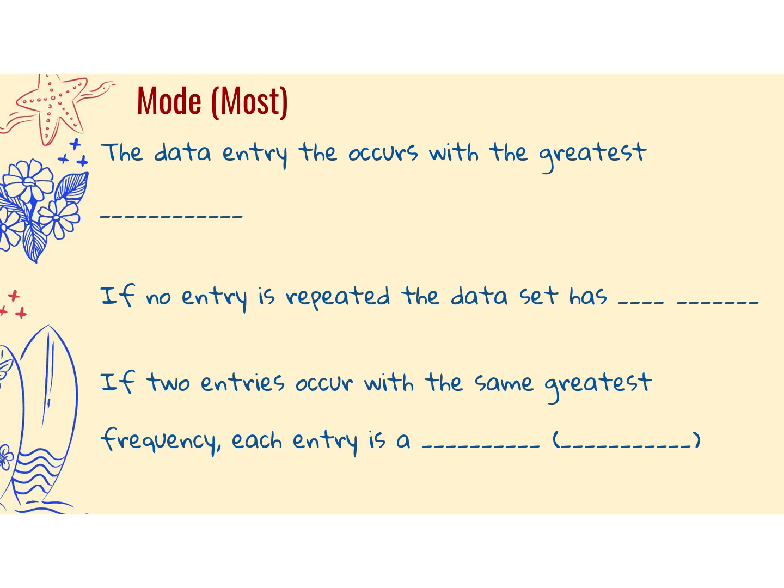And then our final thing we're going to talk about is the mode. This is the data entry that occurs with the greatest frequency. If no entry is repeated, the dataset has no mode. If two entries occur with the same greatest frequency, each entry is a mode, and we call this bimodal. Just like a bicycle, two wheels, bimodal, it has two modes.